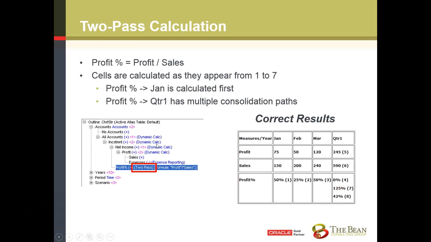The correct result we would get by adding that two-pass, and what happens is that whenever it's two-pass, it comes back and recalculates that value based on what's occurred after the roll-up of your time dimension. So once we've rolled those things up and we actually have a value in Q1 and Q2 for profit and sales, we go back and recalculate profit percentage as 42%.